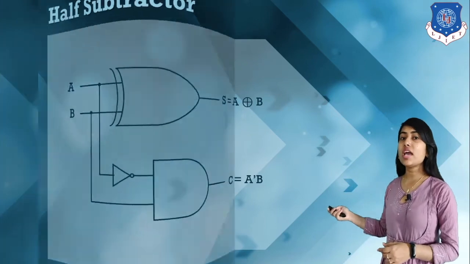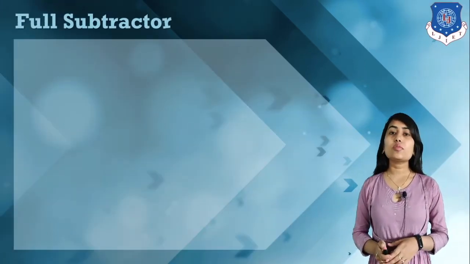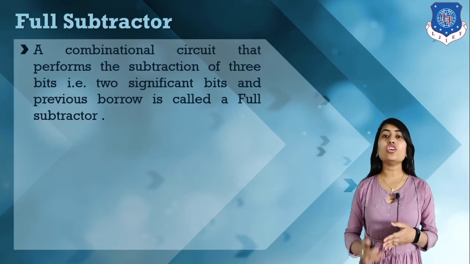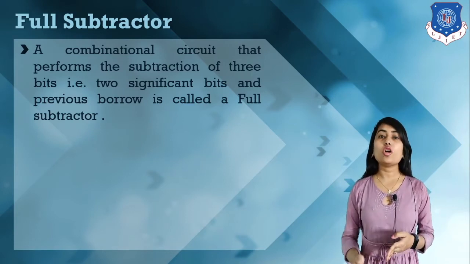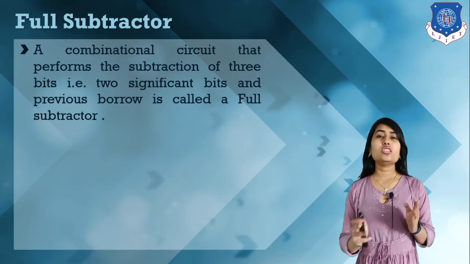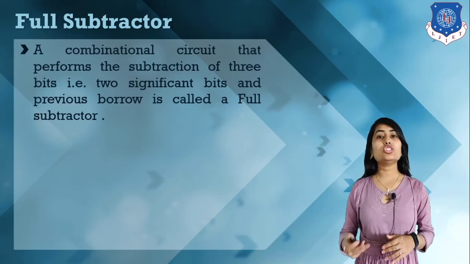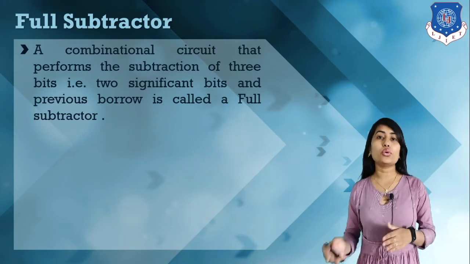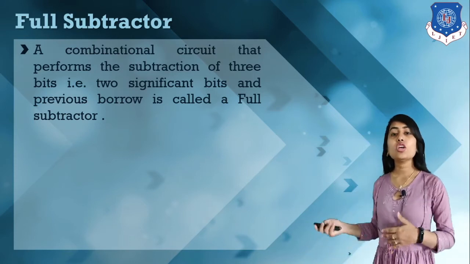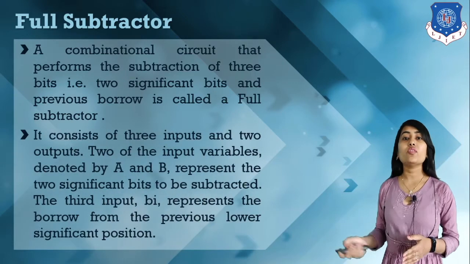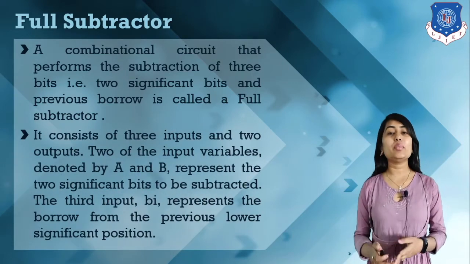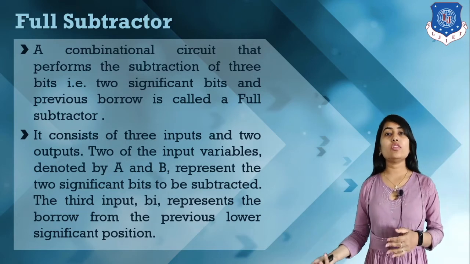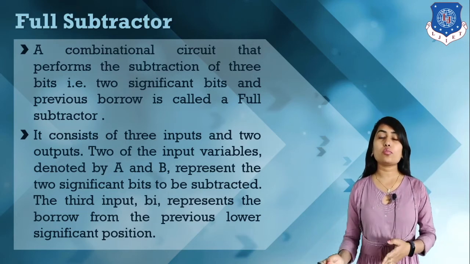Now next we have the full subtractor. A full subtractor performs subtraction of 3 bits. Two bits are our numbers, and the third bit is the previous borrow. Again we have 3 inputs, A, B and the previous borrow B in, and we have 2 outputs, difference and borrow.